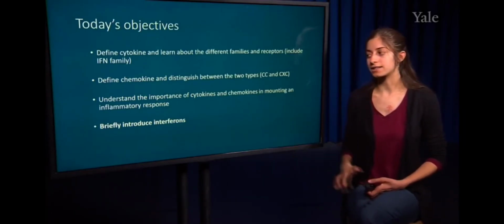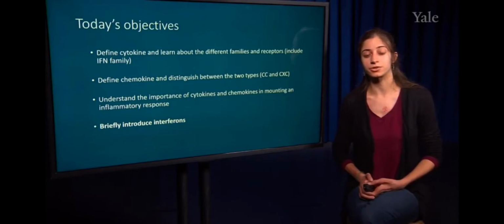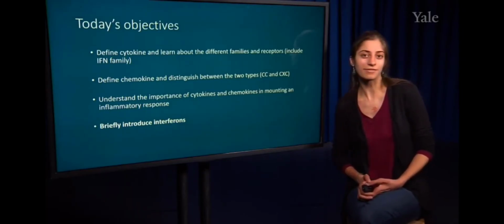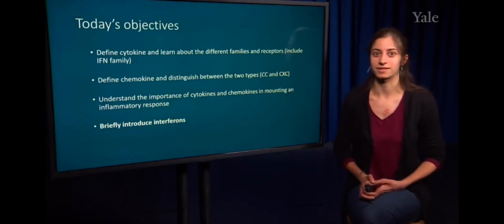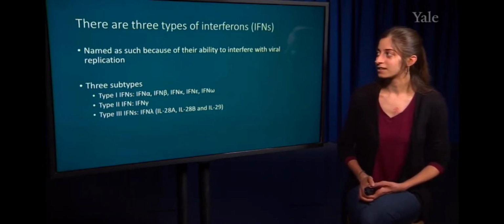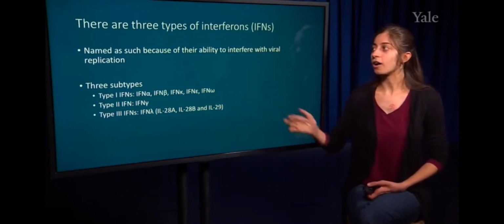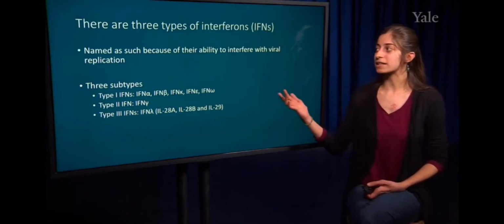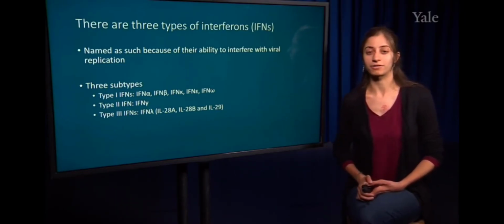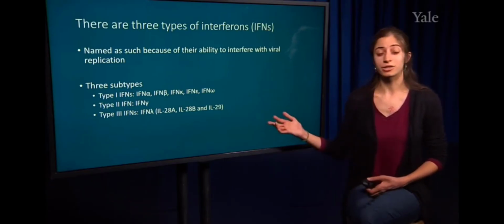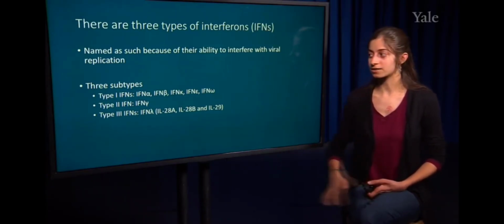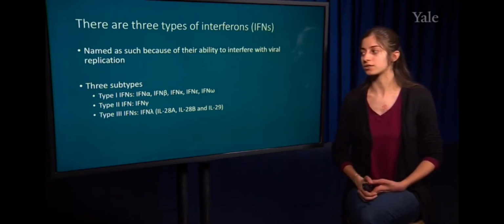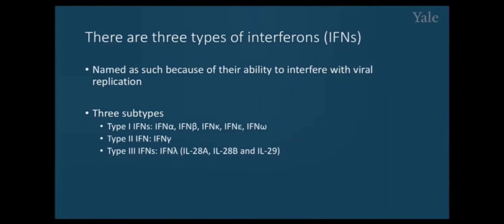This brings us to our last objective for today, which is to briefly introduce interferons. These are personally my favorite type of cytokine, so I look forward to this last objective. Interferons are also cytokines, but they're named because of their ability to interfere with viral replication. There are three families of interferons. Type 1 interferons include interferon alpha, beta, kappa, epsilon, and omega. There's also the type 2 interferon, of which there is only one, interferon gamma.